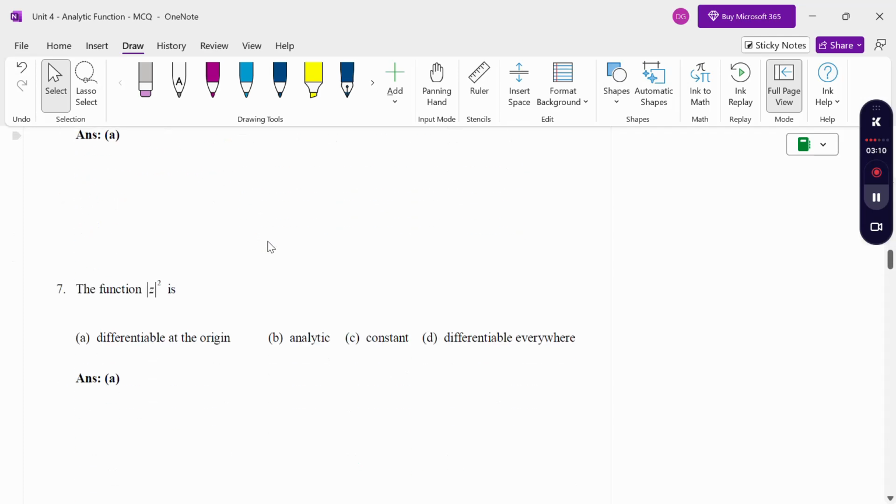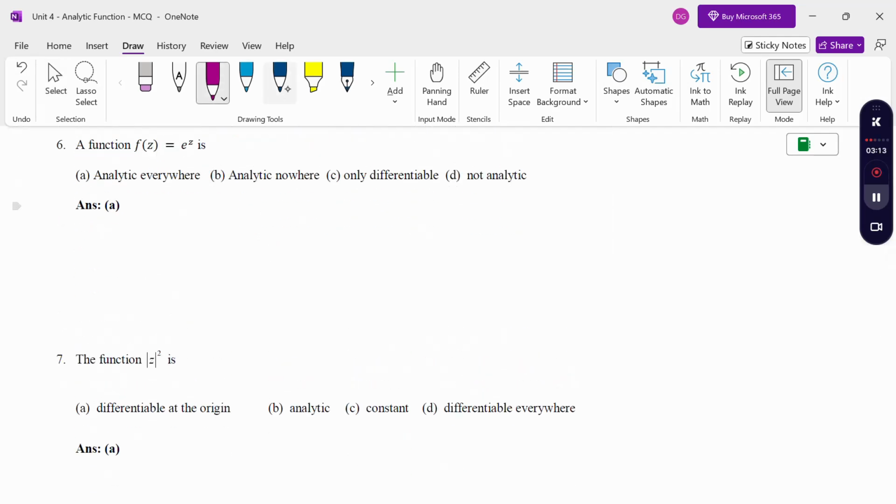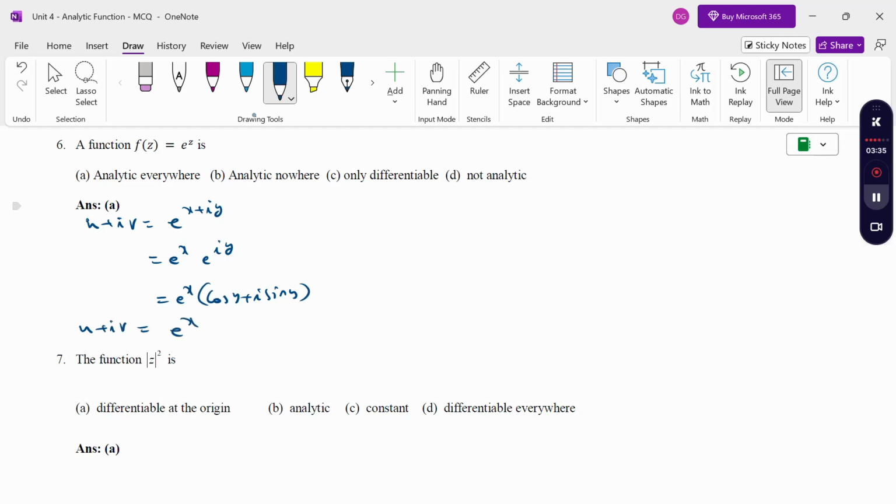F of z equal to e power z, and then see f of z is nothing but w. So u plus iv equal to e power x plus iy. Now this is e power x, e power iy, then e power x cos y plus i sin y. Therefore u plus iv equal to e power x cos y plus i into e power x sin y. Therefore u equal to e power x cos y, v equal to e power x sin y.